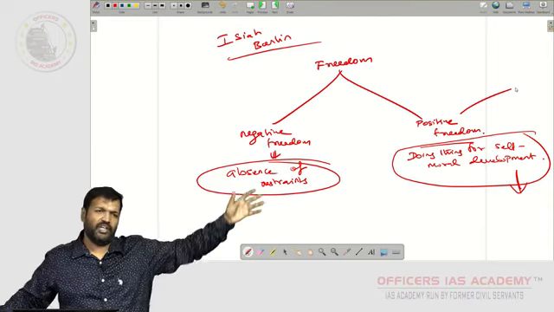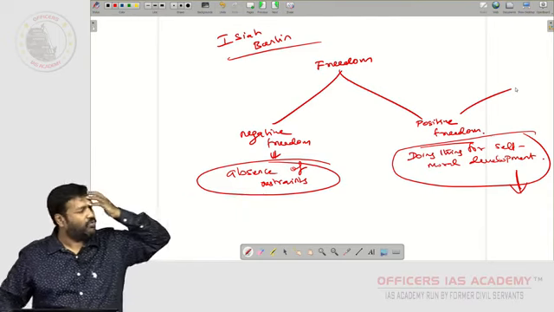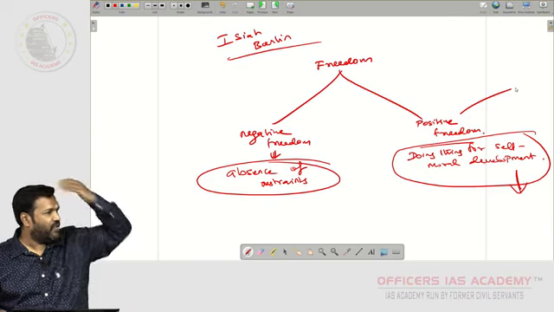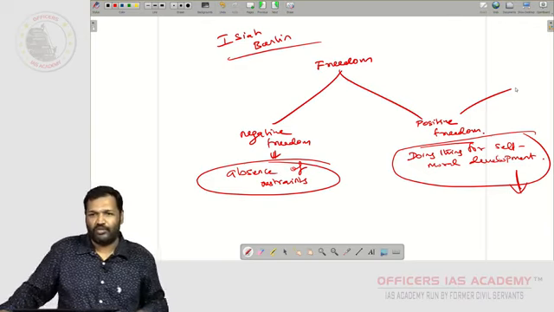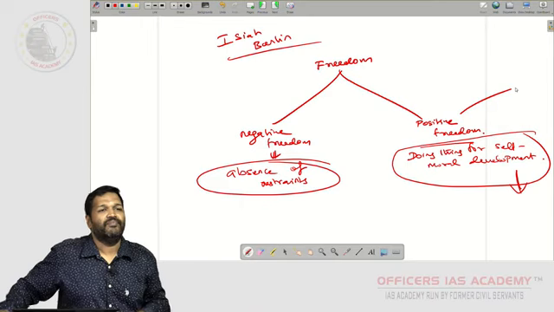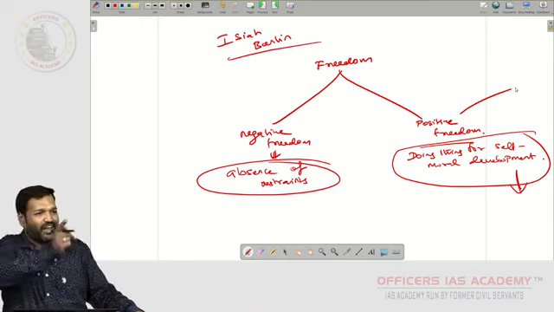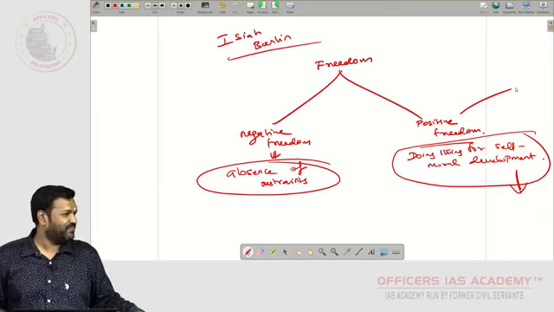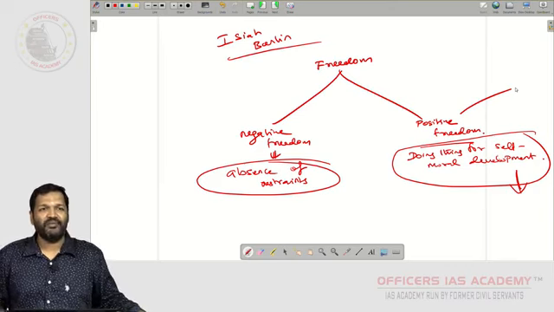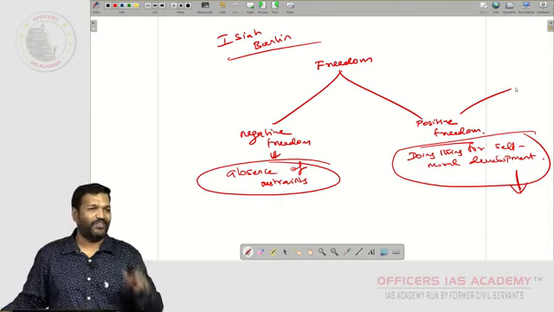Your mother will be expecting, they would have funded you to prepare for the civil service examination. Every month they will be giving you 10,000 rupees, you would have taken a room here and you are wasting time. You are not reading. So what kind of freedom are you exercising here? What kind of freedom? I would say it's not at all a freedom.